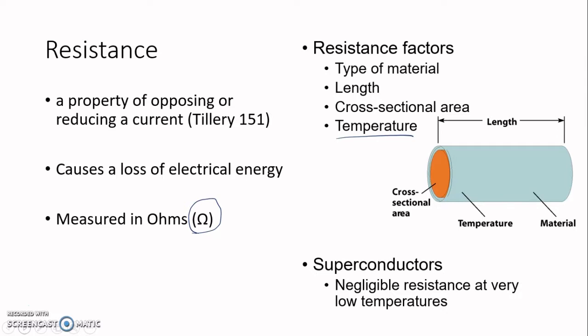Now there is something called a superconductor. A superconductor is a material whose properties allow the resistance to drop to zero or negligible resistance. Now this only happens at low temperatures. So the colder these metals are, the lower the resistance is, to the point where resistance is negligible. These are superconductors.